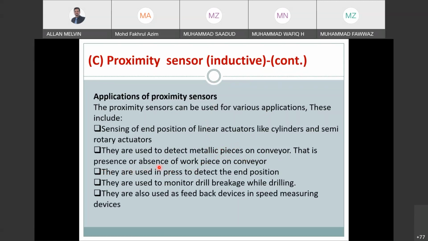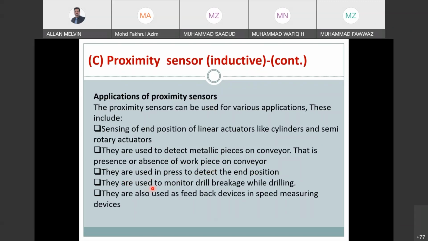Okay, they are used in press to detect the end position. Like your cylinder extends to press something. So if fully extended, they can detect the end position. If it extends, your proximity sensor is on, so your cylinder can stop. Then after some time it will move back.